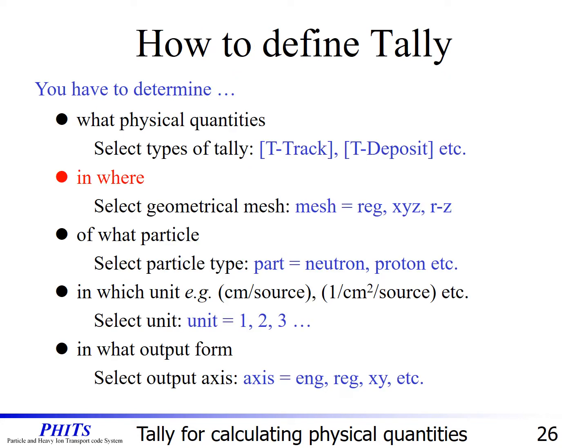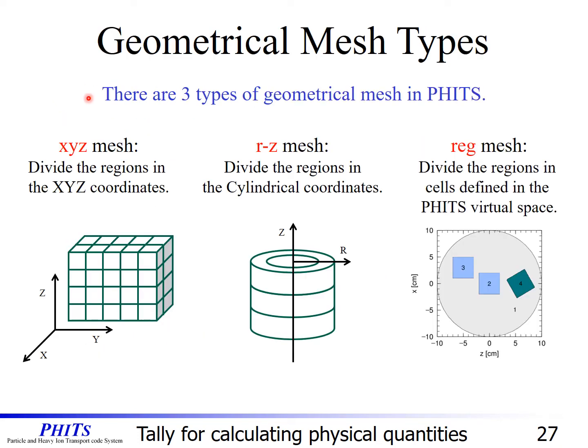Now, let's learn how to select geometrical mesh. There are 3 types of geometrical mesh in PHITS. That is, XYZ mesh, RZ mesh, and reg mesh. XYZ mesh divides the regions in the XYZ coordinates. RZ mesh divides the regions in the cylindrical coordinates. Reg mesh divides the regions in cells defined in the PHITS virtual space.